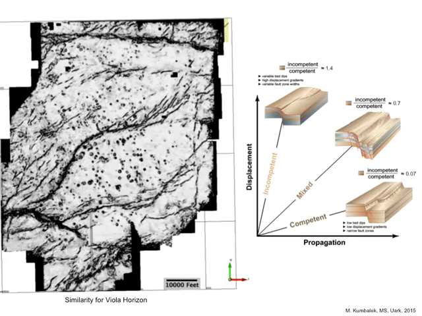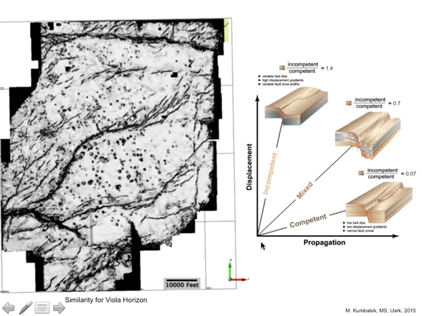If you look at the top of the horizon for the Viola, we see this picture on the left. Now this is actually similarity, coherence if you will, on a tracked horizon. We see lots of fault indications: large faults plus small splay faults.